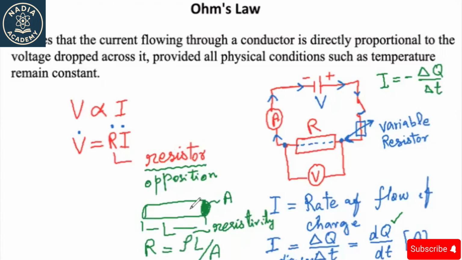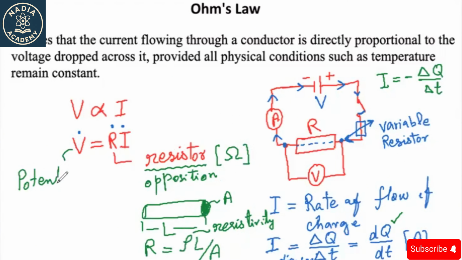And now we can go on to understand what the meaning of this V is. So before going to the potential difference, the units of a resistor. The units of a resistor are ohm, and this is the symbol for ohm. Now, the potential difference.